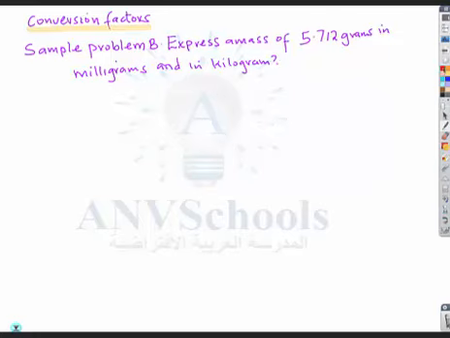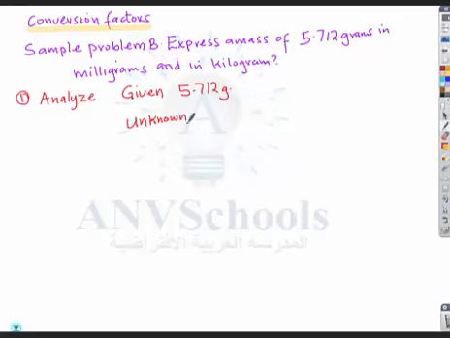So the first thing that we will do is to analyze. Number 1, analyze. So given, what are we given here? We have been given 5.712 gram. Unknown: mass in milligram and mass in kilogram. So this is what we don't know.